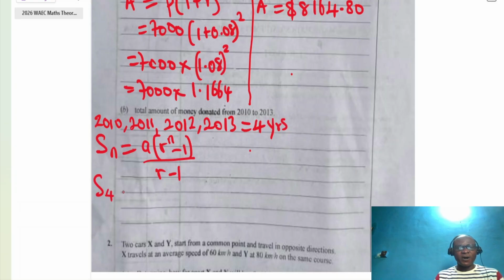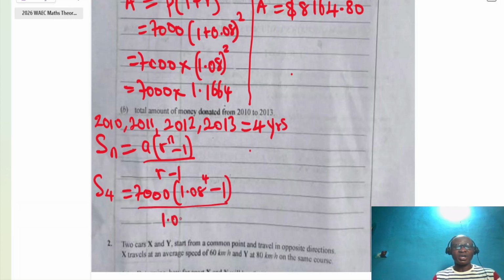So N now is 4. And A is the initial amount, which is $7,000, into my common ratio 1.08 raised to power N, which is 4, then I minus 1 from it and divide the whole thing by R, which is 1.08 subtract 1. Moving forward, first and foremost, using my calculator, I will find 1.08 raised to power 4. That is a very large number.